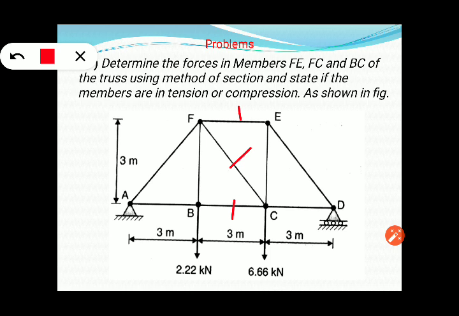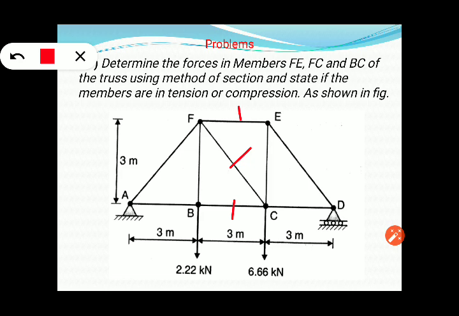Now here you can use method of section. If you use method of joint, you cannot directly find these members. For that you have to go with joint A, after that joint B, after that joint F, and so on. That's a lengthy process. So method of section is quite easy compared to that.